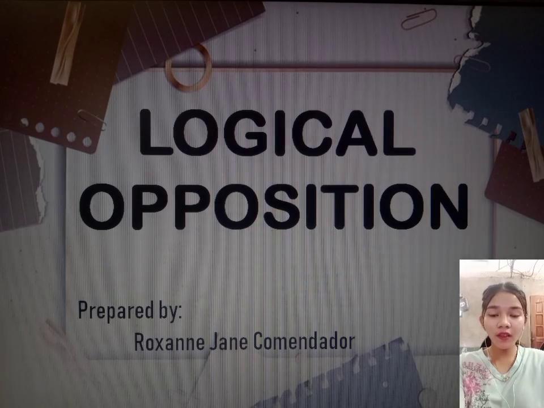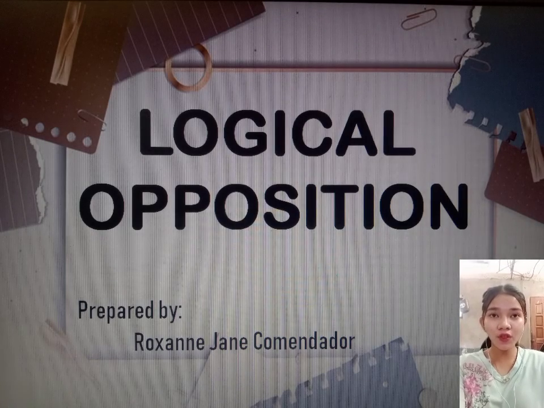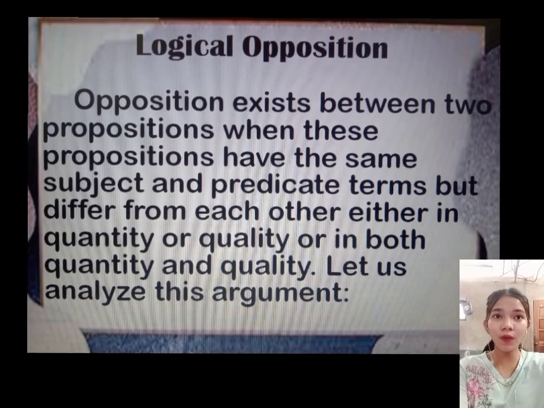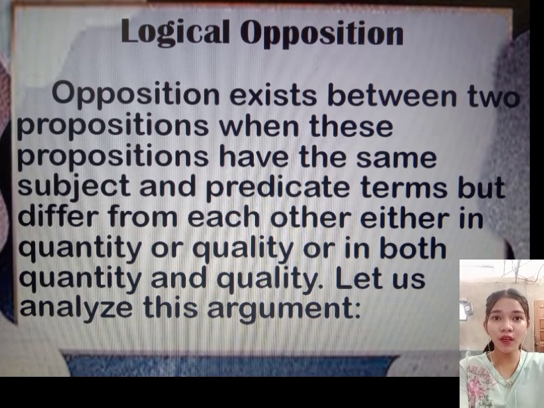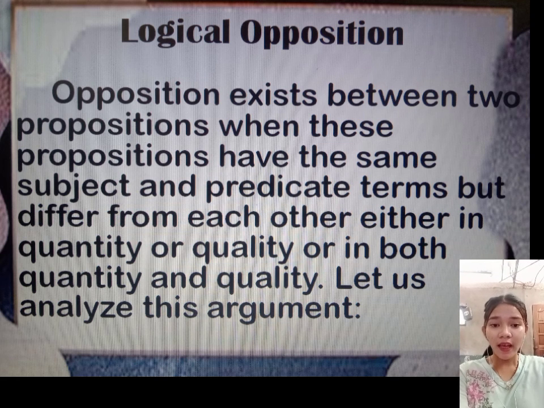So today we're gonna talk about logical opposition. Logical opposition exists between two propositions when these propositions have the same subject and predicate terms but differ from each other either in quantity or quality or in both quantity and quality. Let us analyze this argument. Before anything else, let us first know the meaning of proposition and the differences between subject and predicate.